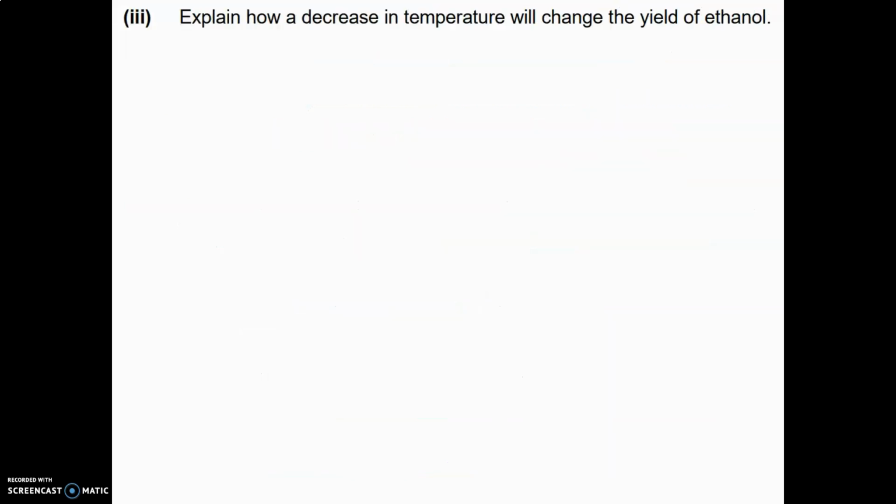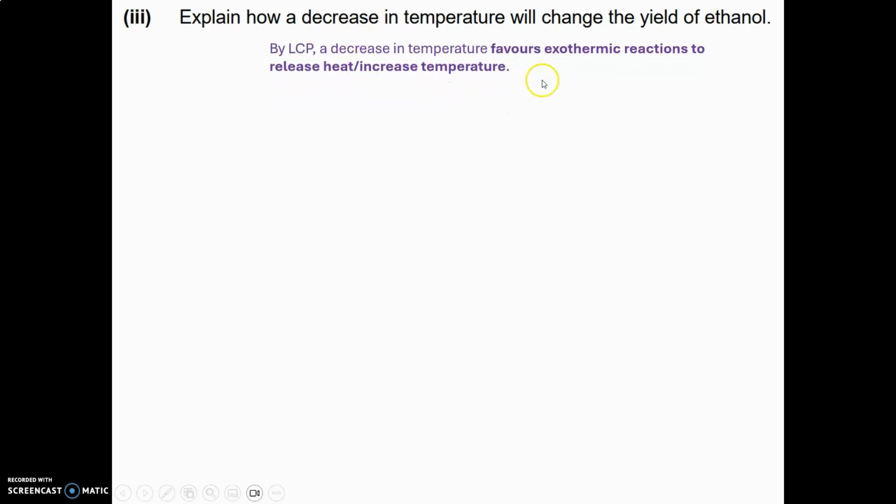Finally, explain how a decrease in temperature changes the yield of ethanol. So this question obviously is testing you on Le Chatelier's principle. So Le Chatelier's principle predicts that when I decrease the temperature of my reversible reaction, the equilibrium is going to shift in a way that favors exothermic reactions, because exothermic reactions release heat to counteract the decrease in temperature. So we note that the forward reaction here is exothermic. My POE will shift right. Sorry, there's a typo here. The POE is going to shift right, and this results in an increased yield of ethanol.